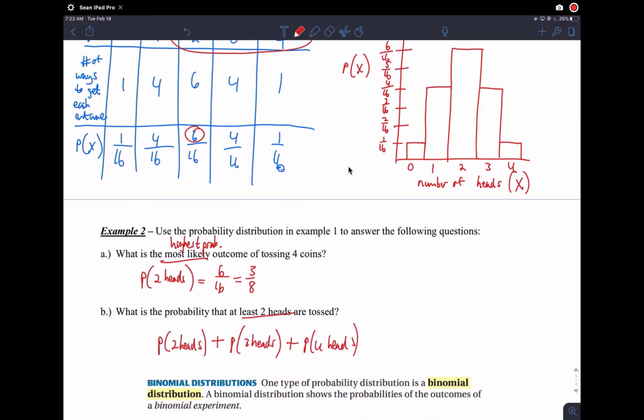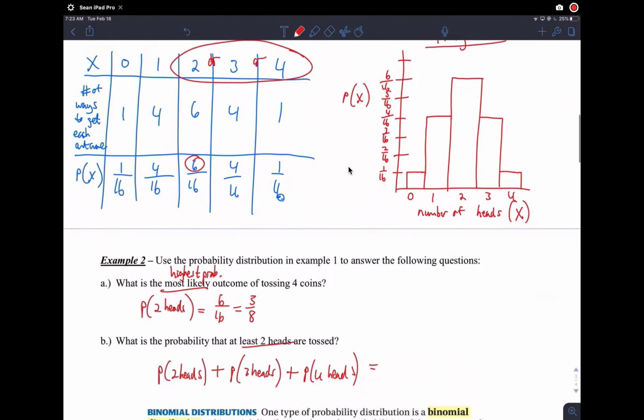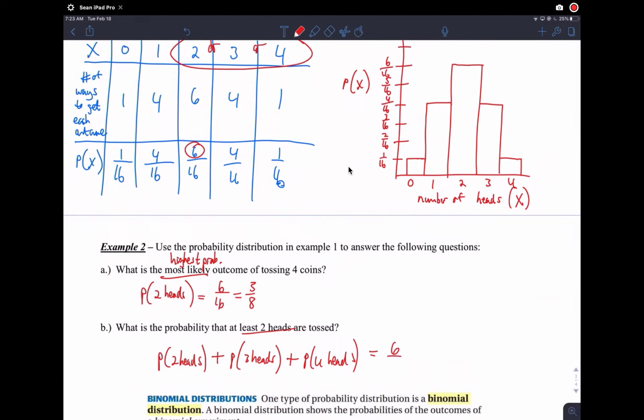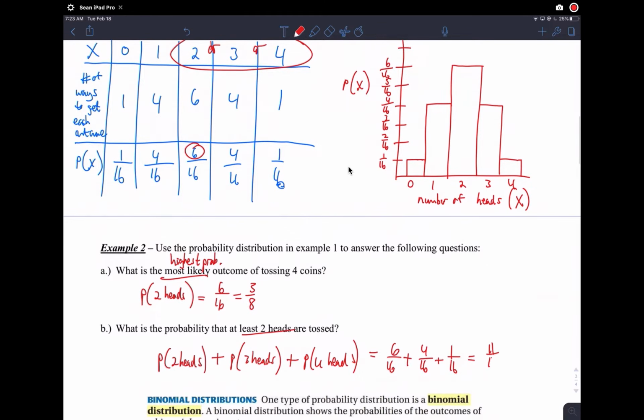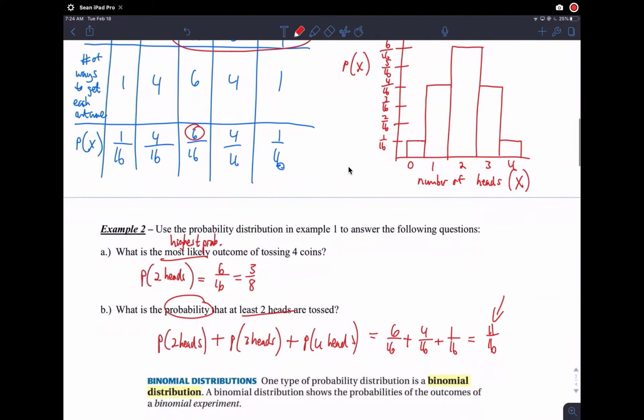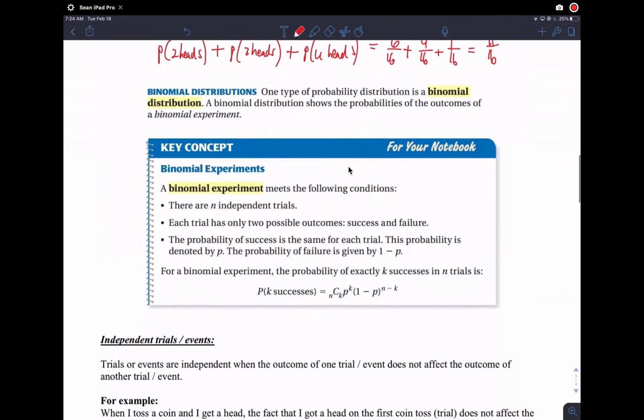Okay. And if you do that math, you just fill in the numbers, you get 6 over 16 plus 4 over 16 plus 1 over 16. And you should get 11 over 16, which can't reduce. And just remember, check yourself always. A probability question can never have an answer that's bigger than 1. It must be between 0 and 1. So you know you didn't make an obvious mistake at this point. All right? Okay. Let's move on.